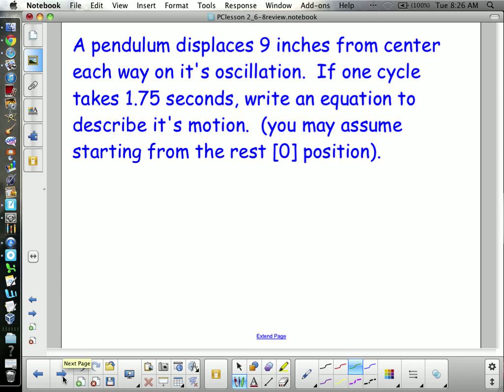A pendulum displaces 9 inches from center each way on its oscillation if one cycle takes 1.75 seconds. Period. Write an equation to describe its motion. You may assume starting from the rest or 0 position, so no phase shift. Y equals displacement is amplitude 9 sine 2 pi over period x. Done.